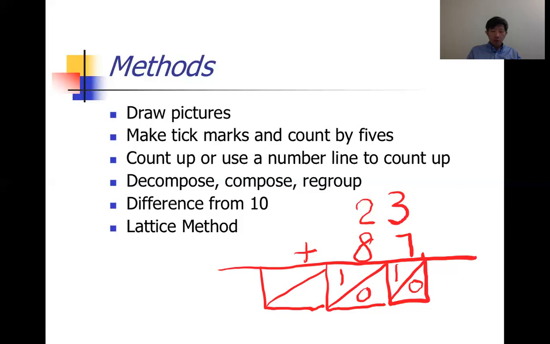The final answer will be right here. So I'm going to change to a different color for this. For the final answer, we add up the totals. Here is a 0. We add up this way, 1 plus 0 is equal to 1. And we add up this way, 1 plus 0 is equal to 1. The final answer is 110. So this is ones, this is tens, this is hundreds, okay?